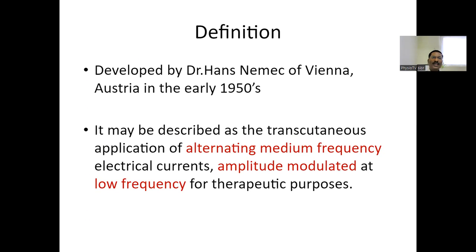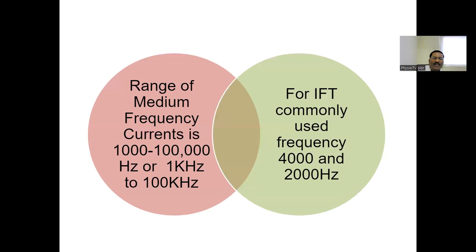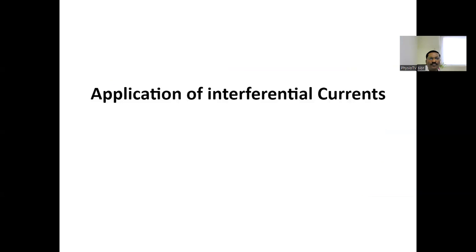As we already know, interferential current was first introduced by Hans Nemec of Vienna in the 1950s. Here they were using two alternating medium frequency currents, which are slightly out of phase and produce an amplitude modulated low frequency current. The range of medium frequency is 1 kilohertz to 100 kilohertz, and for therapeutic purposes, we generally use 4000 hertz and 2000 hertz.